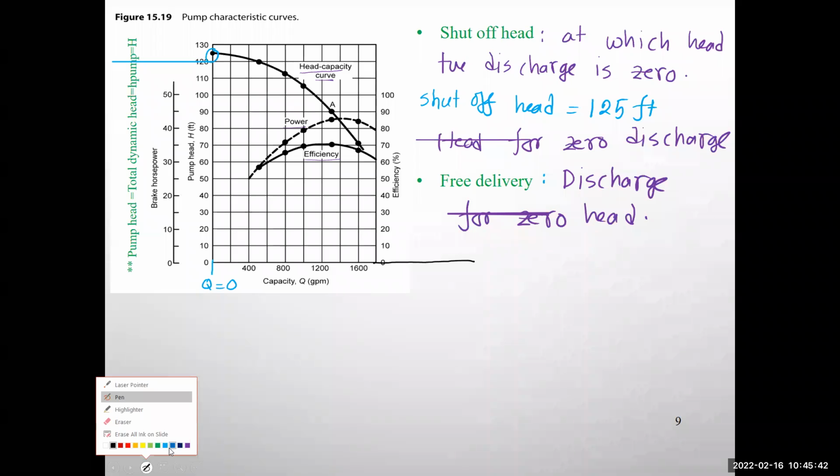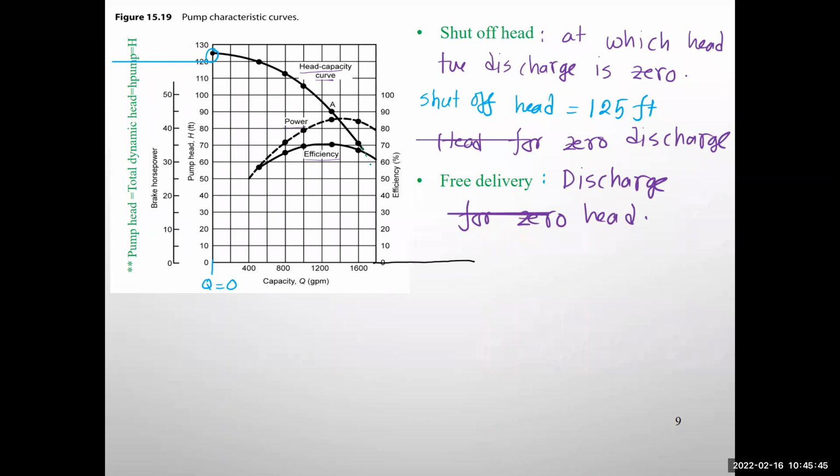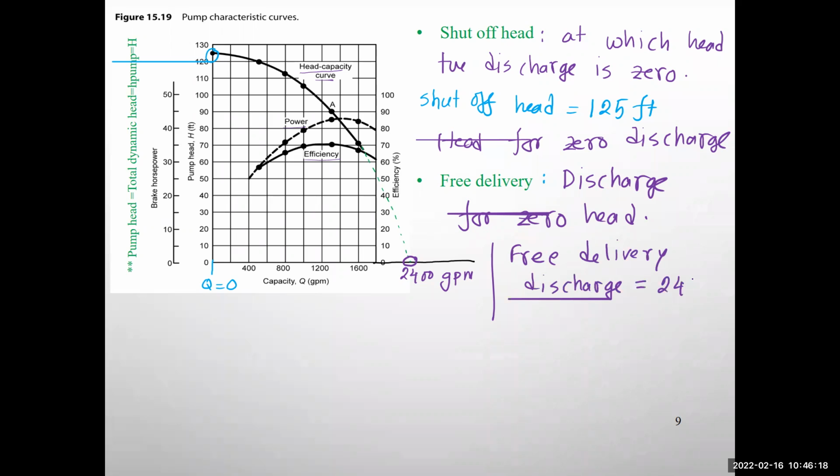If I just try to extend this line this way, maybe here the flow is 16, 18, 20, maybe 2400. I don't know if that is correct or not. So that point is called the free delivery, right? Now, what will be the magnitude of the free delivery discharge? It will be 2400 GPM, right?